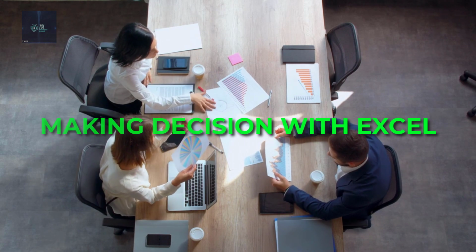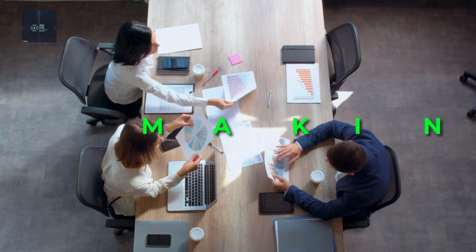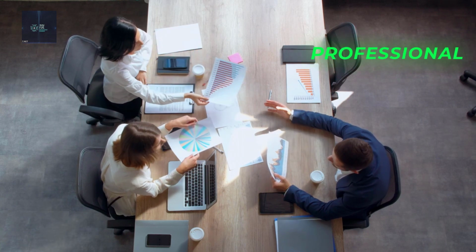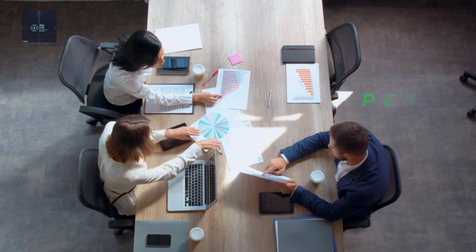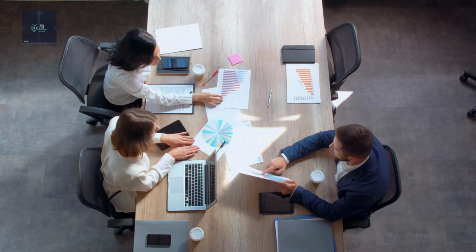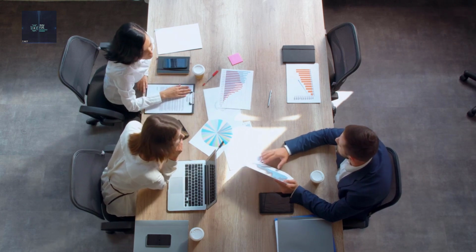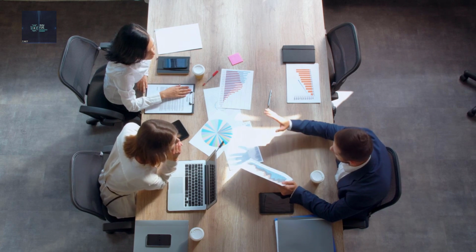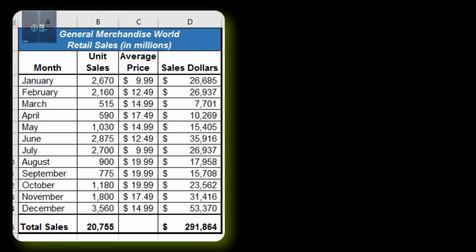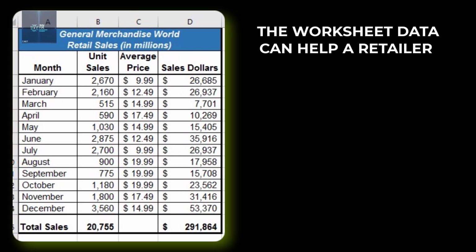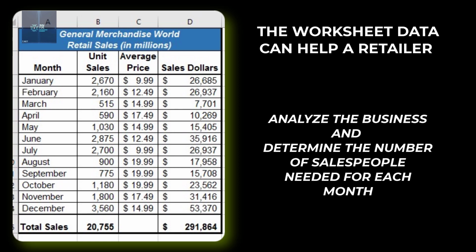Making decisions with Excel. The information produced in Excel can be used to make decisions in both professional and personal contexts. For example, employees can use Excel to determine how much inventory to buy for a clothing retailer, how much medication to administer to a patient, or how much money to spend to stay within a budget. The information shown in this worksheet contains sales data for a hypothetical merchandise retail company. The worksheet data can help a retailer analyze the business and determine the number of salespeople needed for each month, for example.